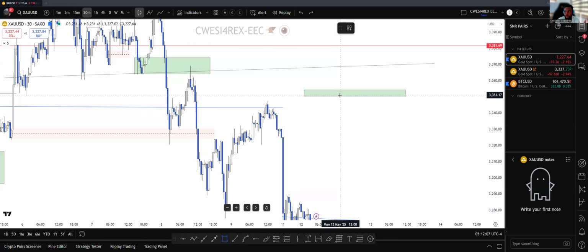Okay, we call it time frame coordination. I don't just switch from H4 all the way to M15 or M5. I do it one time frame at a time. So if this is H1, you need to see price coming into this zone.